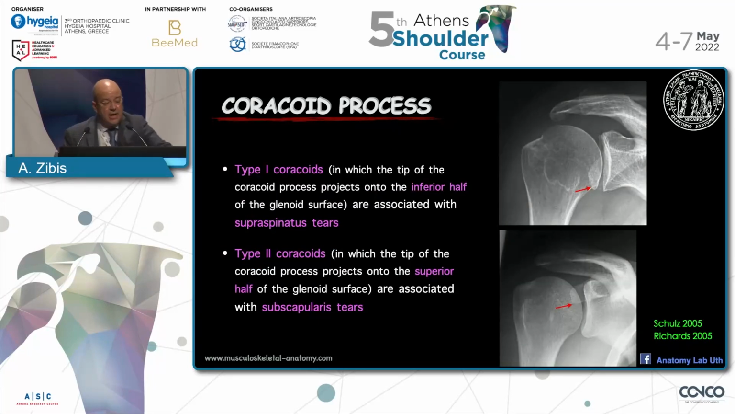We recognize two types of coracoid process. In the first one, the tip of the coracoid process is in the inferior half of the glenoid surface. This type is associated with supraspinatus tears. And in type 2, the tip of the coracoid process is in the superior half of the glenoid surface and is associated with subscapularis tears.